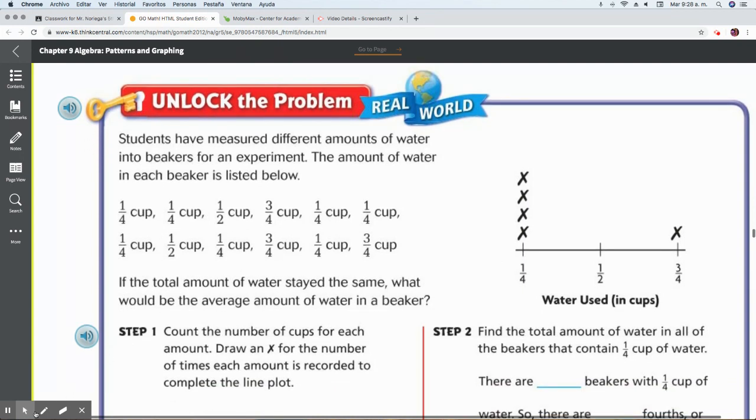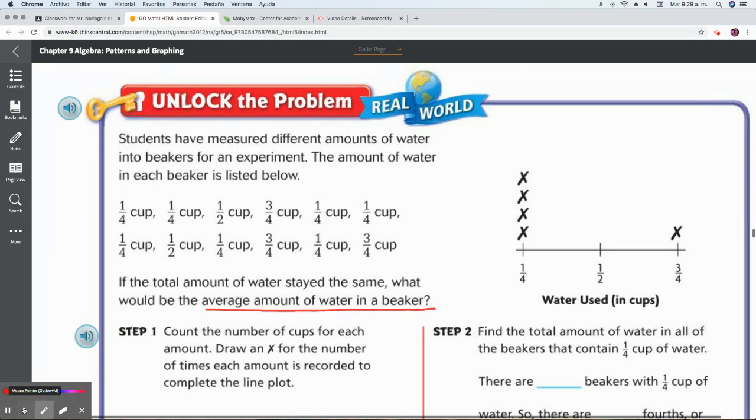Okay, so using line plots and fractions is very simple. Okay, so follow along. Make sure that you have your book open to the same page where I am at. Okay, let's go ahead and read the problem. Students have measured different amounts of water into beakers for an experiment. The amount of water in each beaker is listed below. Okay, so one beaker has 1/4 cup, 1/4 cup, 1/2 cup, 3/4, and so on. Okay, if the total amount of water stayed the same, what would be the average amount of water in a beaker? So that's what we need to find.